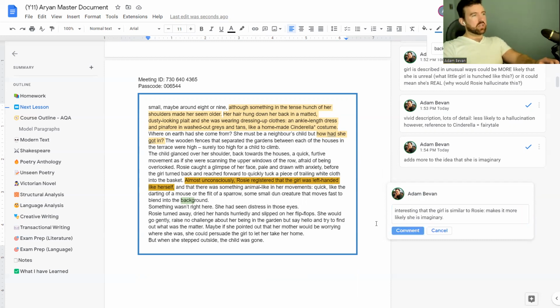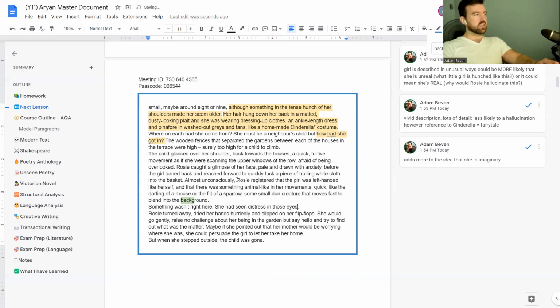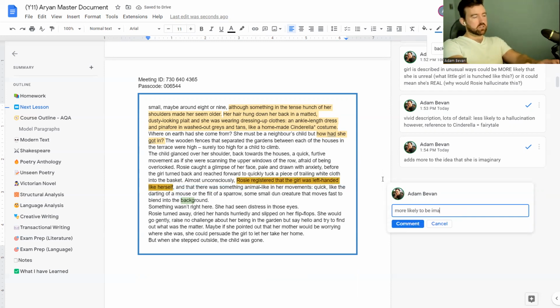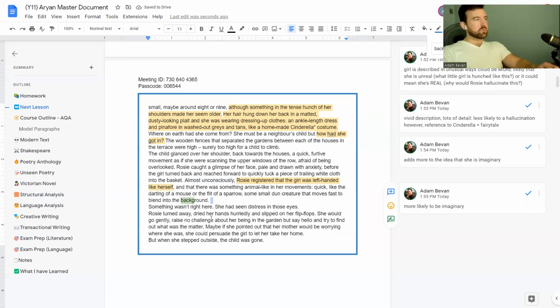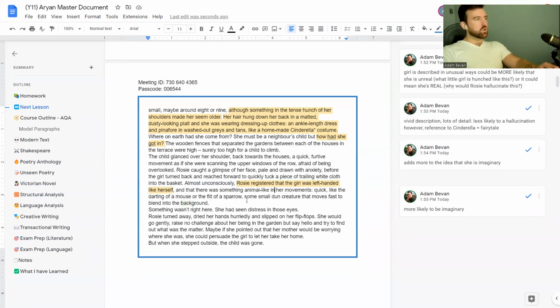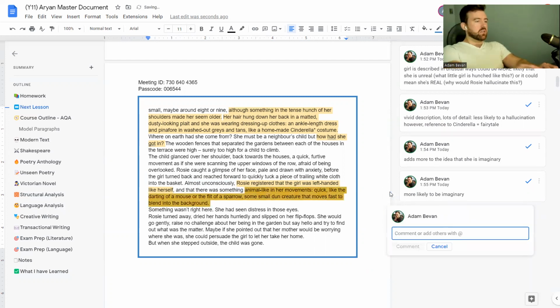And there was something animal-like in her movements. More likely to. So quick animal-like movements, darting mouse, flitting sparrow, some small dun creature that moves fast to blend into the background. So again, this seems less likely to be a hallucination, because why would she hallucinate like this?